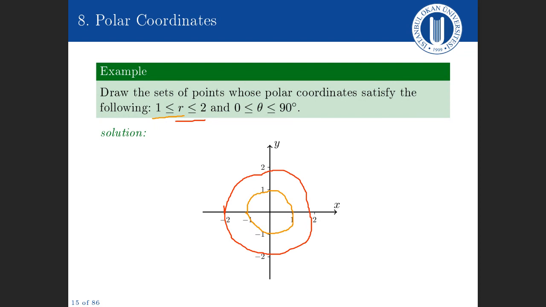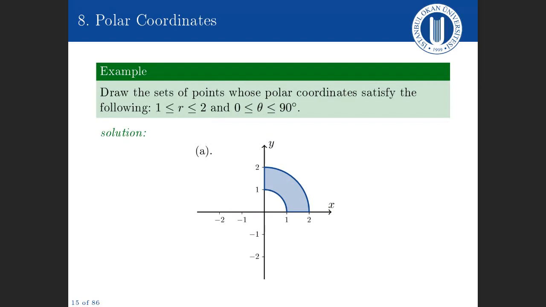Move on to the second equation. Theta equal to 0. That's easy. And then theta equal to 90 degrees. Again, straight up. We want the region which is between these 4 lines. So we want this region, which I'm colouring in blue. Let's tidy this up a little bit. The answer is this blue region.